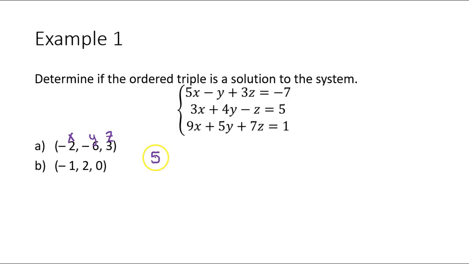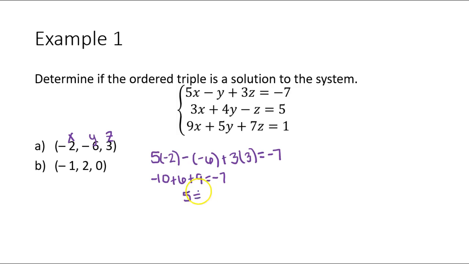We have 5 times -2 minus -6 plus 3 times 3, and we would like this to be equal to -7. 5 times -2 is -10. The opposite of -6 is +6, and then 3 times 3 gives us 9. -10 plus 6 is -4, and -4 plus 9 gives me 5, and 5 is not equal to -7.